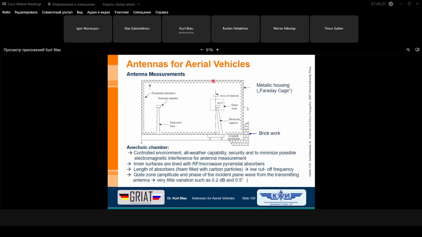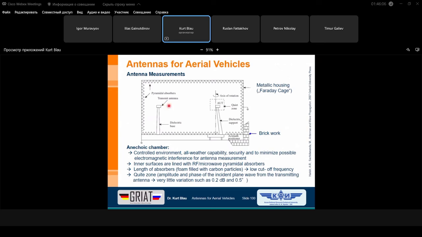The anechoic chamber is also completely placed around all walls with this absorber material, or absorber pyramids, to avoid any reflection from the ground, reflections from the ceiling, and reflections from the walls. And you can see here, I already mentioned this, the antenna under test is placed at a special distance from the wall and also from the transmit antenna.